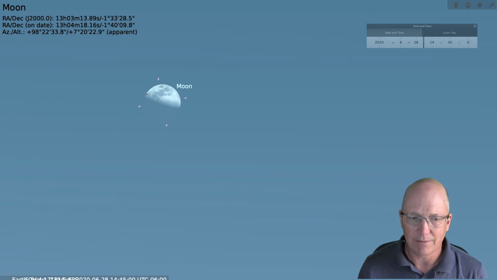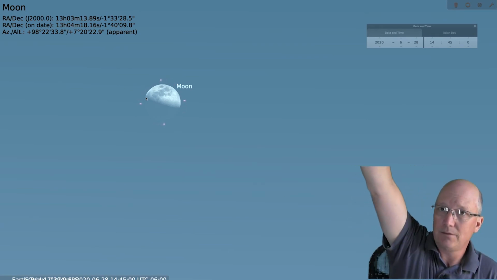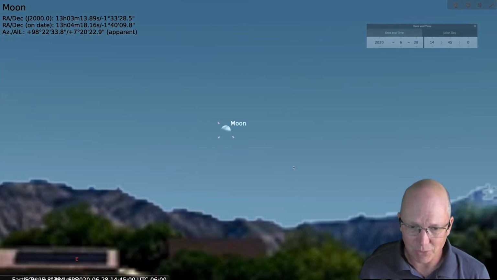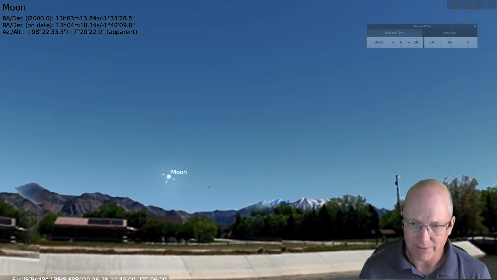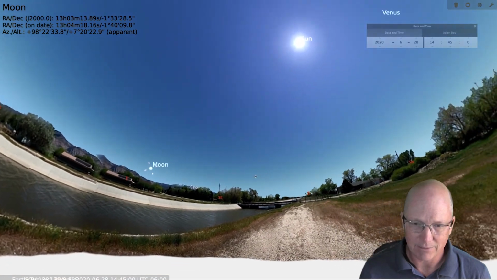You can see that the bright part is visible from us exactly half, which means that the sun is directly away from the lit half of the moon. So let me zoom out and see if we can see where the sun is, because the sun is still visible in the sky here. There it is. Okay.